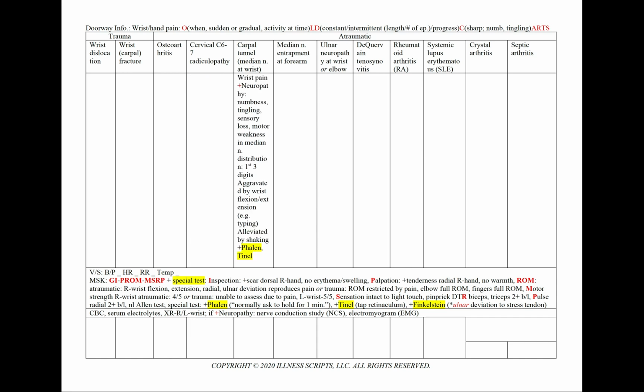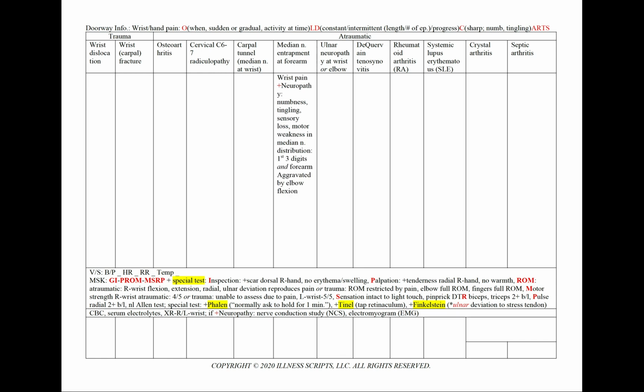In a carpal tunnel or a median nerve compression in the wrist, we'll find wrist pain with a neuropathy as well, numbness, tingling, a sensory loss, or motor weakness in the median nerve distribution, the first 3 digits, and it will be aggravated by wrist flexion or extension, for example typing, but alleviated by shaking. We'll also note a positive special test in our physical exam for Phalen and Tinel.